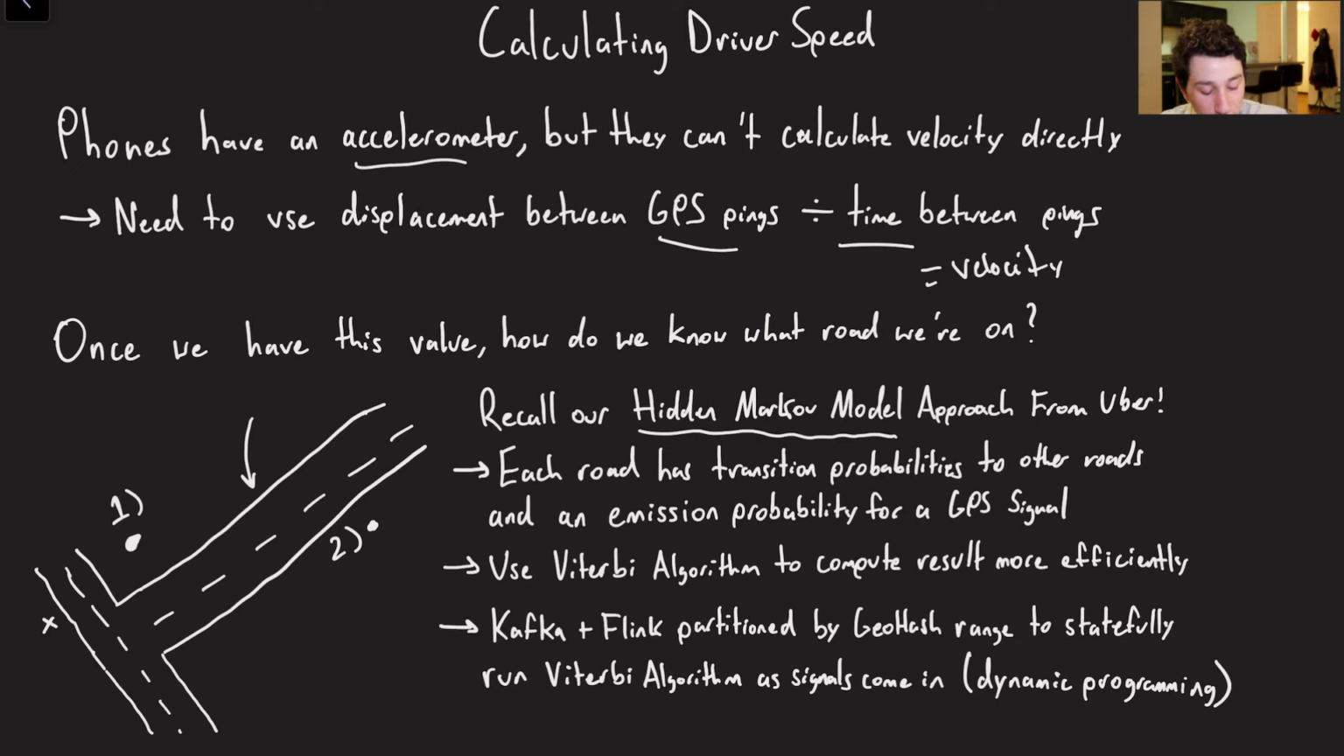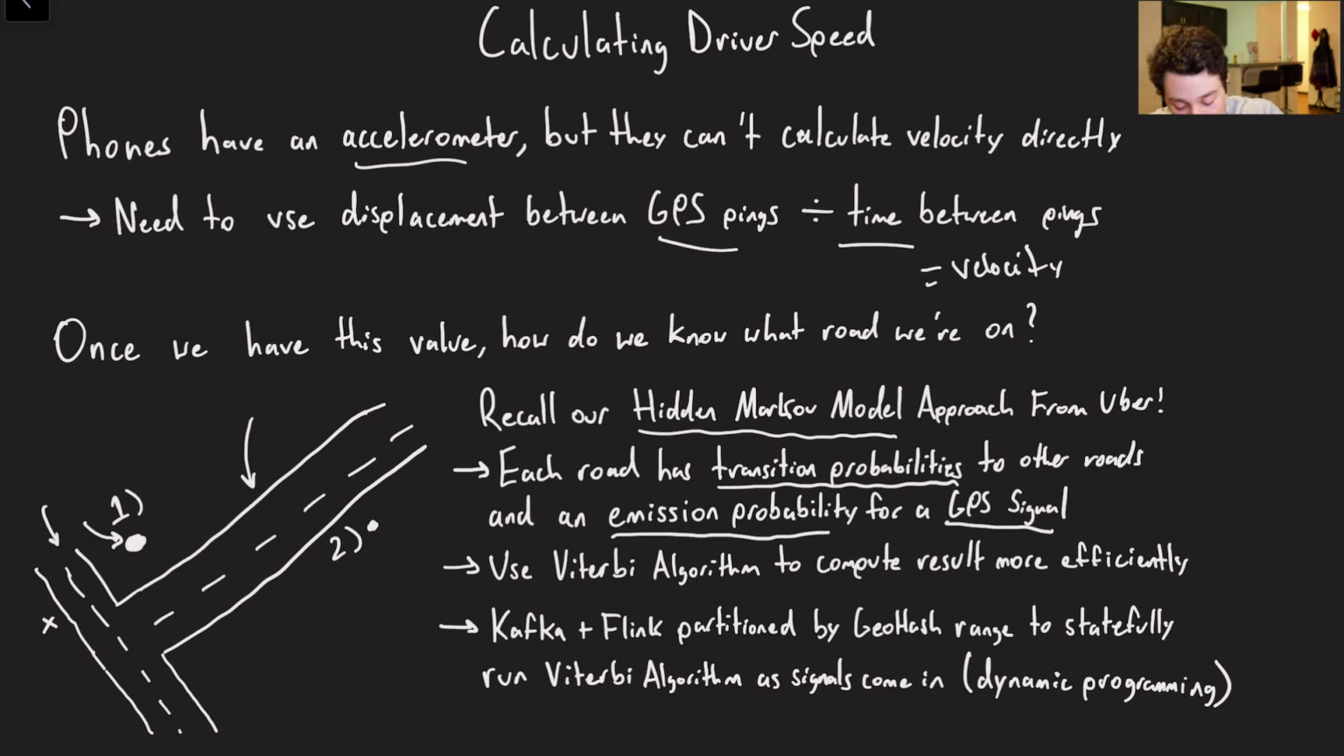But if you recall, we can model this problem with a hidden Markov model, where every single road has a certain transition probability, right? If I'm on one road, there's a certain probability that I'm going to stay on that road, and a probability that I'm going to switch to another road. And then every road also has an emission probability for seeing a GPS signal. Now you might be asking yourself, why do we need this? GPS signals from phones are imperfect.